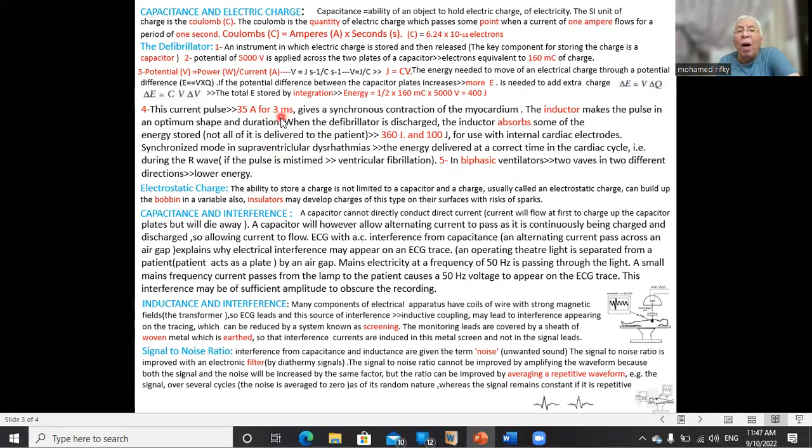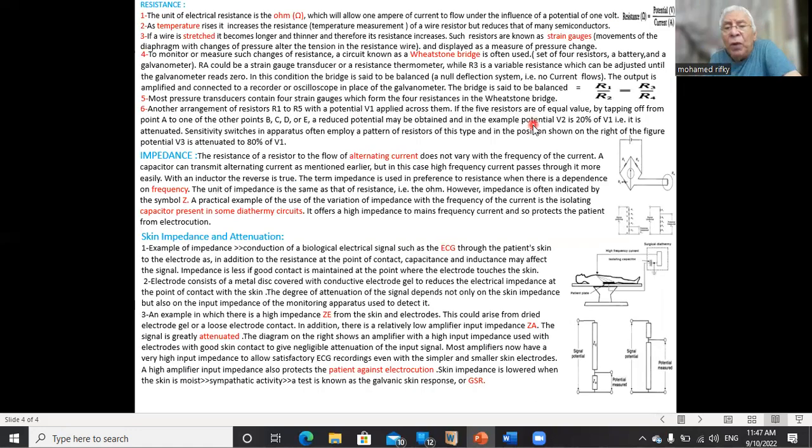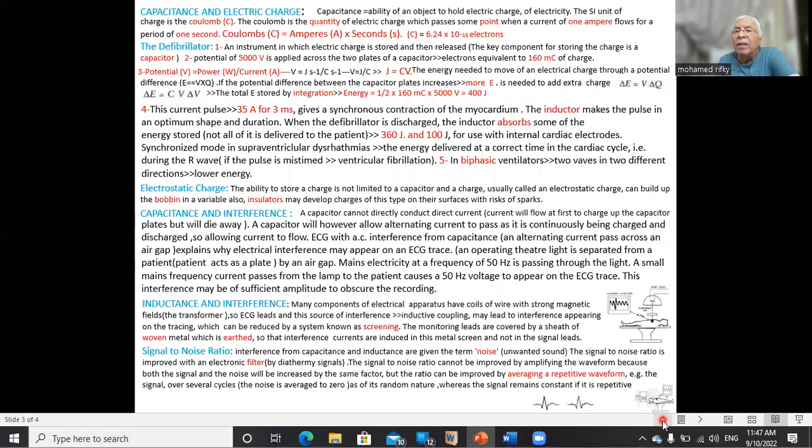During this current pulse, it yields 33 ampere for 3 milliseconds, which gives a synchronized contraction of the myocardium. There is, of course, an inductor. This inductor, as we know, is nothing but a wire, and it creates the time of the wave required and controls the pulse. Of course, not all this energy is given to the patient, but part of it is stored in this inductor.